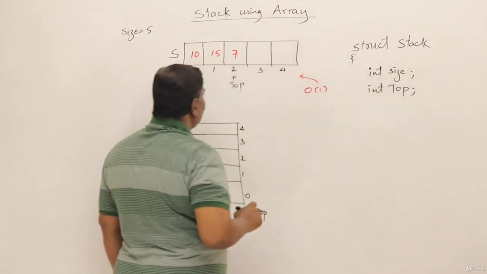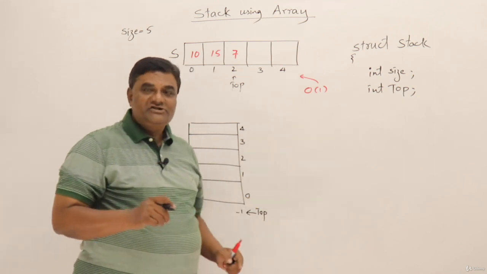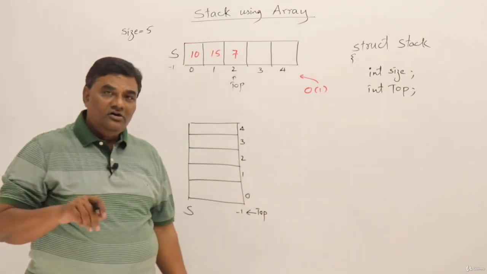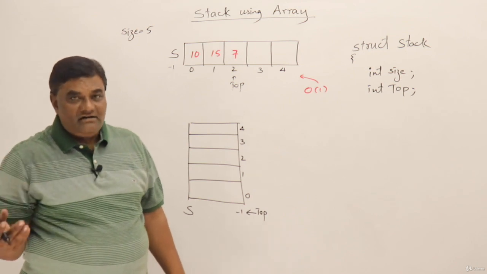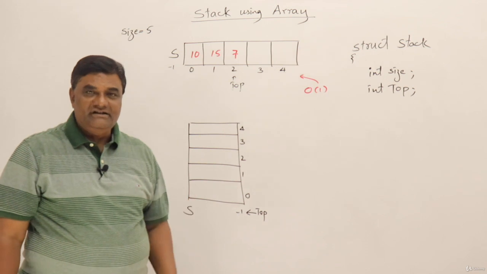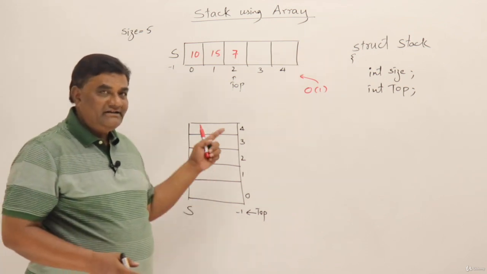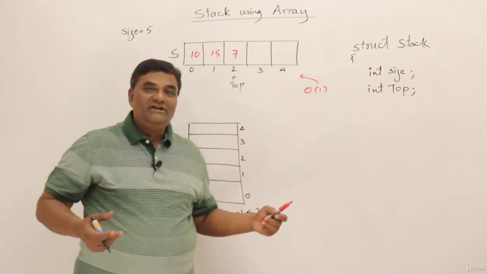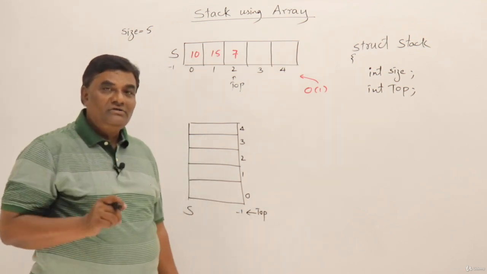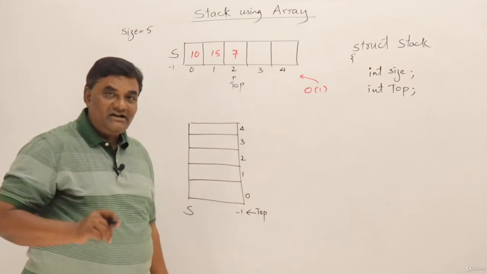So this is top. Then I need an array. Shall I declare a fixed size array directly, or shall we decide at runtime and create the array? We will decide at runtime and create the array. We will find out the maximum expected size of the stack and create an array of that size. So better take it as a pointer. Don't take a fixed size array, so that we can dynamically create a stack.